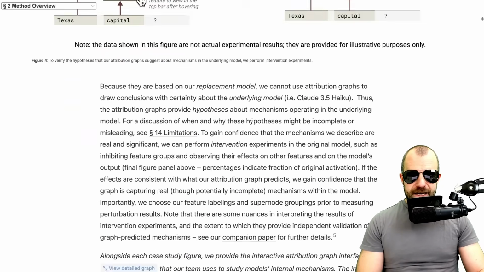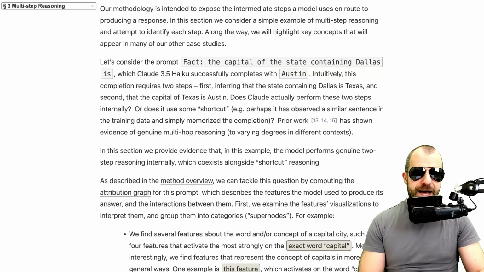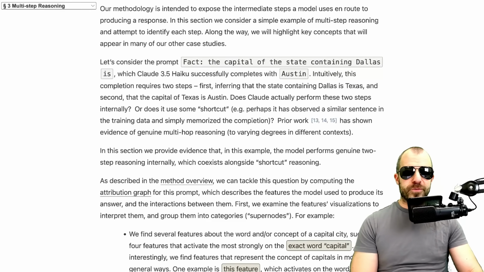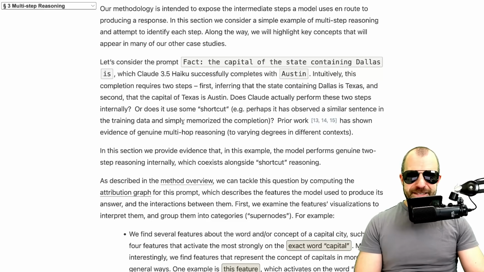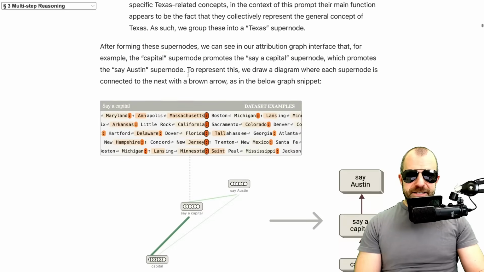So where does that leave us? That leaves us with investigations into just how things happen in transformer models. Anthropic here trained a replacement model for Claude 3.5 Haiku and analyzed this in a bunch of ways.